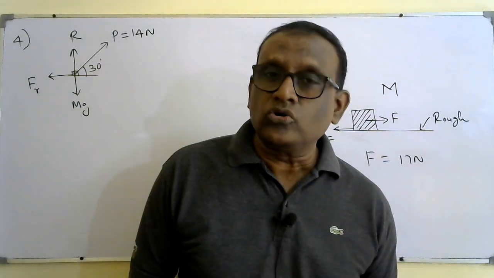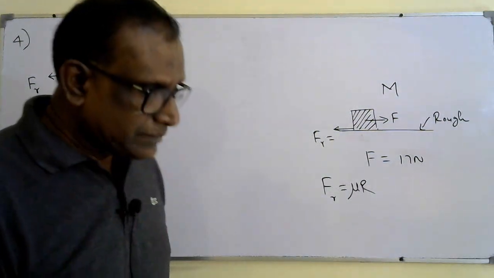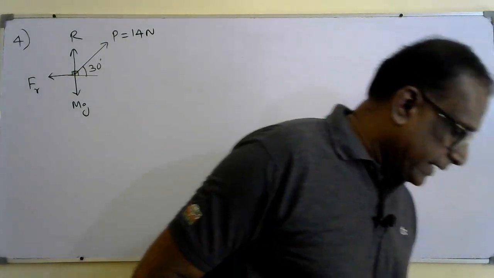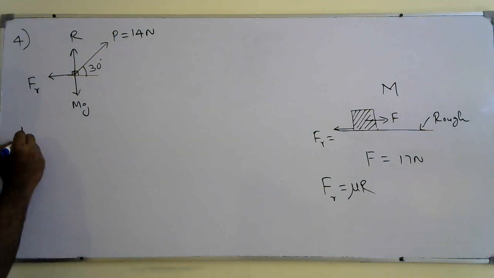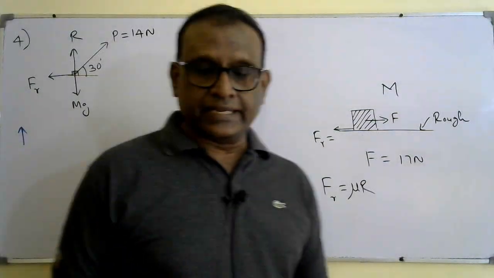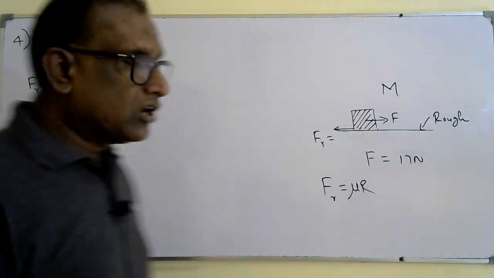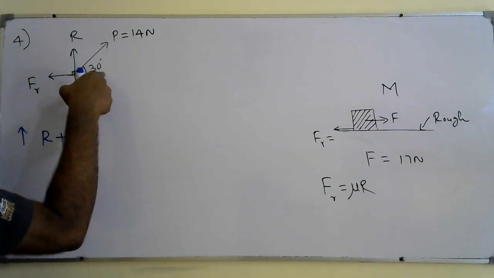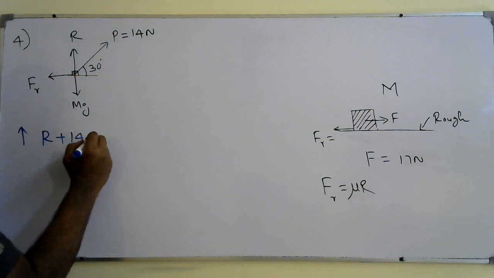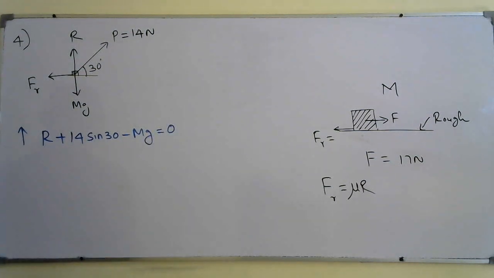The maximum frictional force is the limiting friction. We'll find the maximum limiting friction. Maximum friction force, how much could it be? When 14 Newton is applied and it's still at rest, since it's at rest the resultant force in any direction must be equal to 0. So if I resolve vertically, R plus P sin 30, that is 14 sin 30, minus mg equals 0. I'm going to find the limiting friction.